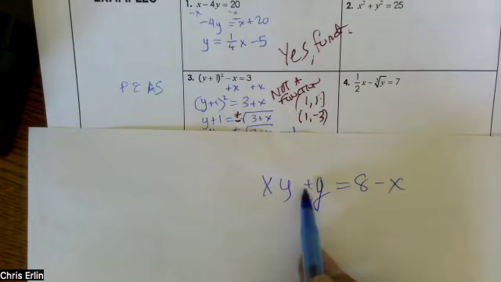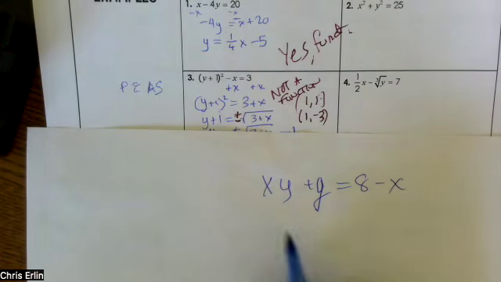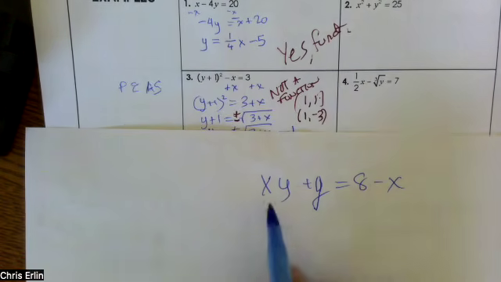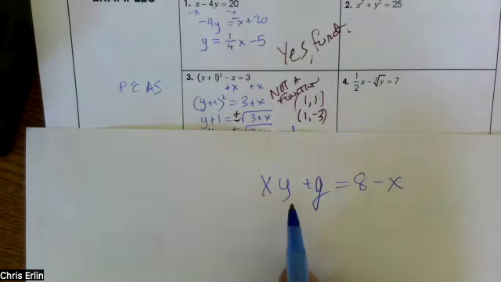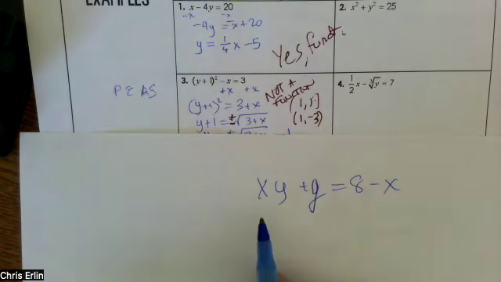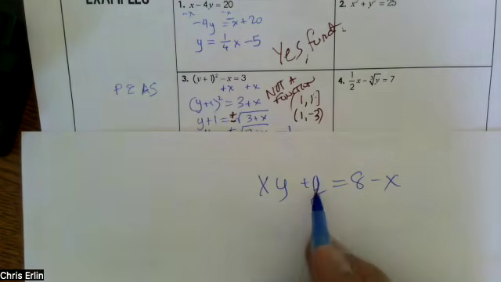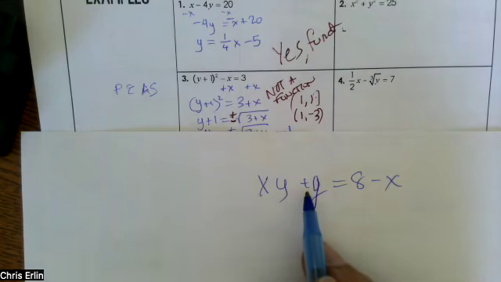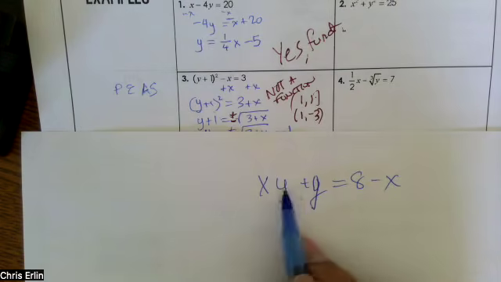This one says xy plus y equals 8 minus x. I want to solve for y. Should I start by subtracting xy? No, because that's going to put a y over here. I want all my y's over here. Ollie, you got a suggestion? Is that a hand up? No, okay. So do you agree that there's a y here and a y here? That's our problem. Think back to factoring. Greatest common factors. Can I factor this out?